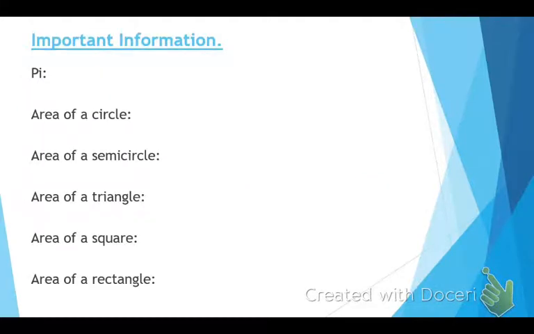There's 2 different things that pi could be. What would it be if it was a fraction? 22 over 7. Or what would the decimal be? 3.14. That's the one that probably we use the most. Now there's a few formulas. You're going to want to know these also.